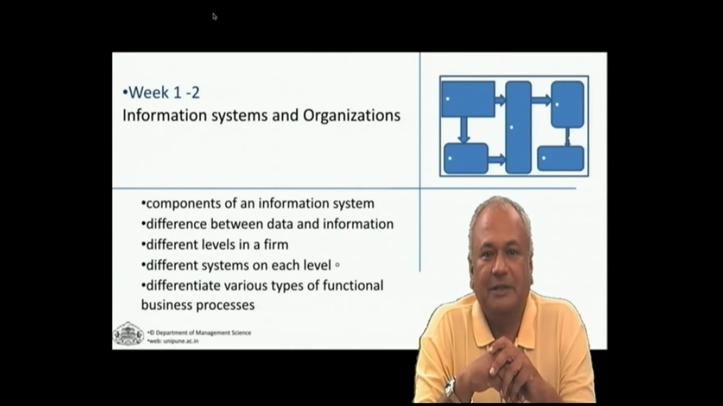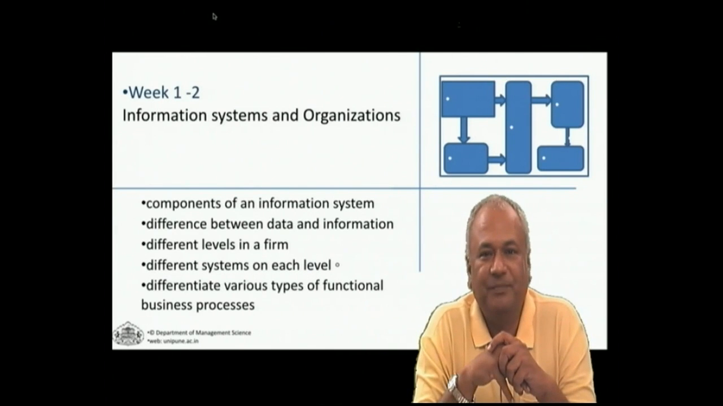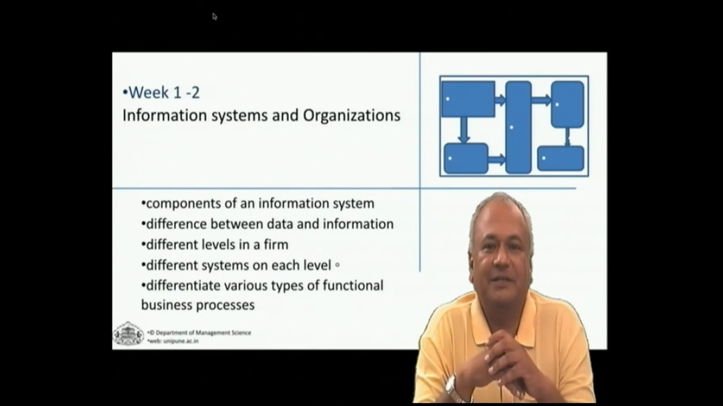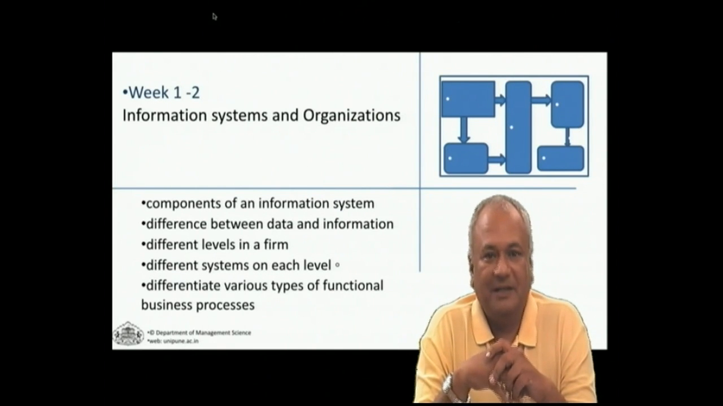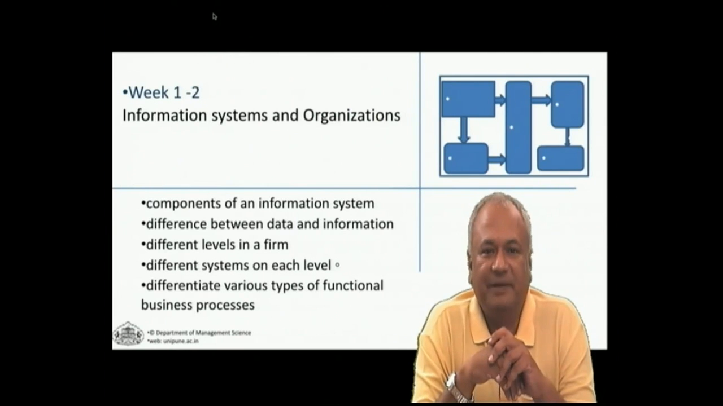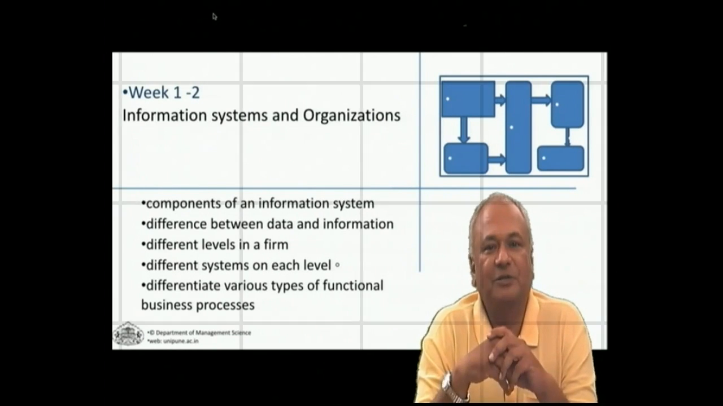These are few of the topics which I'll be covering today. That is, we are going to look at components of an information system. We'll try to see the difference between data and information. There are different levels in a firm or the organization. We'll see some of them. There are different systems on each level, and we will try to look at the various types of functional business processes.